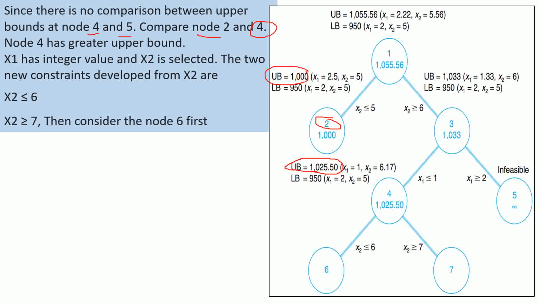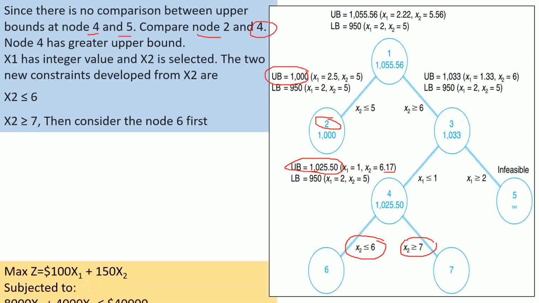In this case, the fractional value is 6.17, because x1 is an integer. So let's branch to get an integer value for x2, that is x2 less than or equal to 6 and x2 greater than or equal to 7, just to make it an integer value. Now let's add x2 less than or equal to 6 and find the solution at node 6.